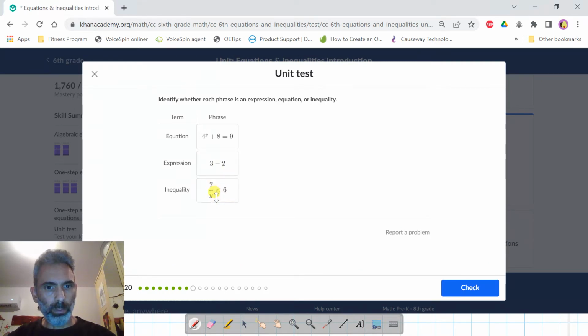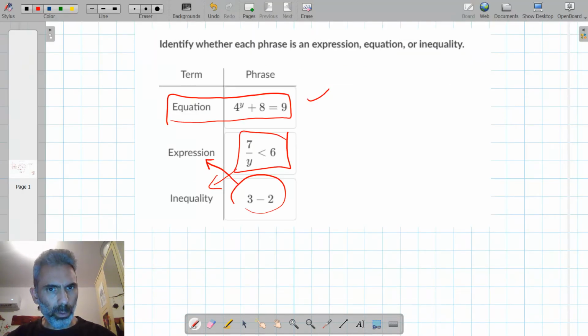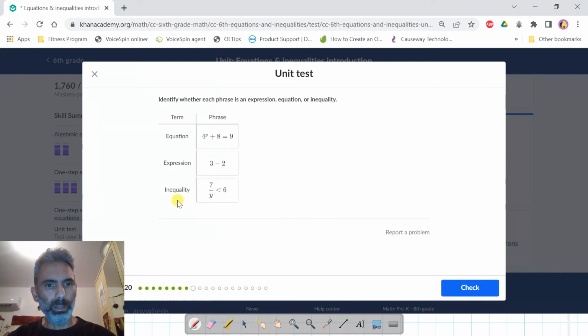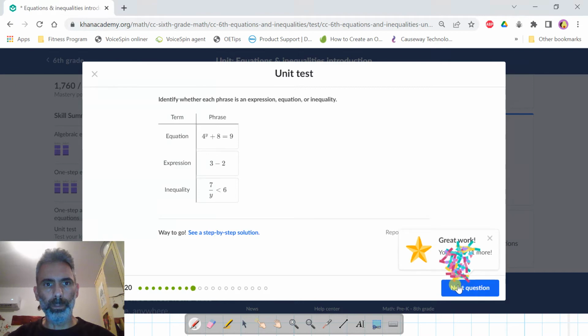Okay. So this is an equation. This 7 over y is less than 6. This is an inequality, and 3 minus 2 is an expression.